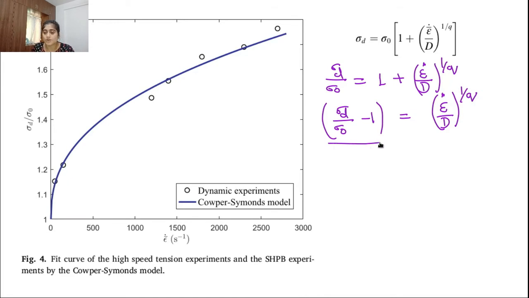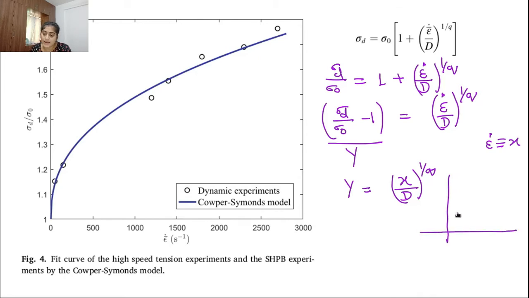Suppose this is your Y value and strain rate you take as X. So Y equals X over D, to the power of 1 over Q. If you plot the power equation, Y versus X, suppose you find this equation and you found the graph like this.